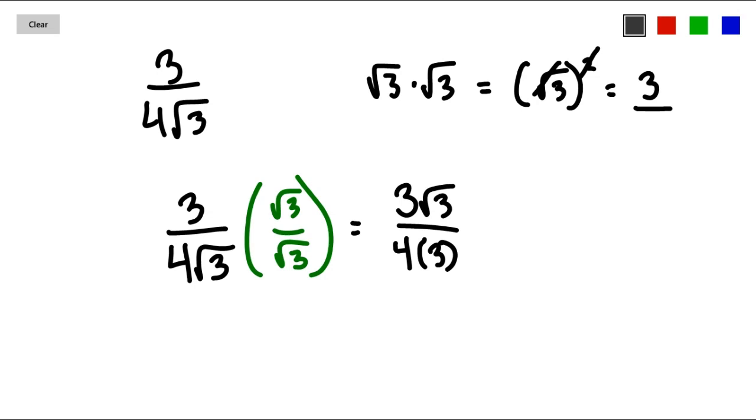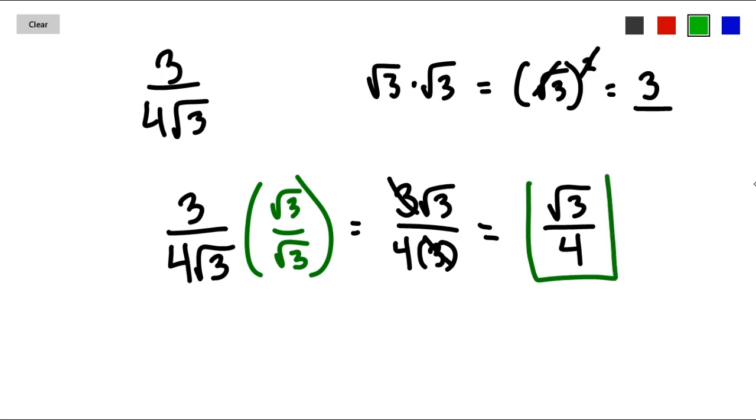The 3's on top and bottom end up canceling out, so we're able to simplify this a bit further. And then I end up with the square root of 3 on the top and a 4 on the bottom. And this is the simplified version. So notice how in doing this, when I multiply top and bottom by the square root of 3, I get rid of the square root of 3 that was on the bottom originally. And that's what it means to rationalize the denominator, is to get rid of the roots in the denominator.